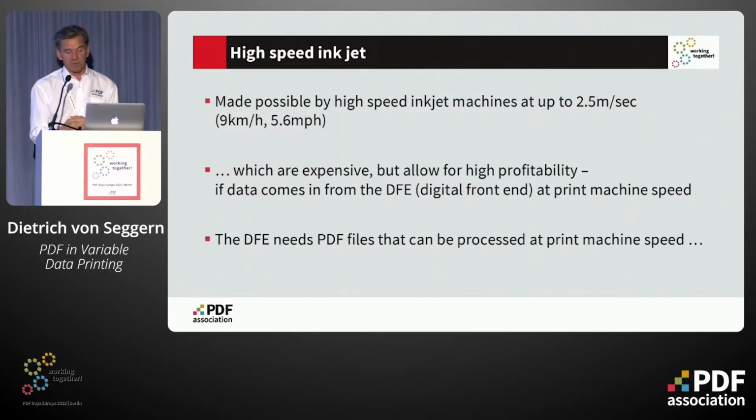These machines are quite expensive, but they provide high profitability if you're able to use the speed. If you're unable to use the speed, you have a problem, because then the expensive printing machine needs to wait for data. So really we have a data-driven process here, and it's important to get the data to the machine at printing machine speed. Yeah? And that means if your input data is coming in as a PDF file, you need to be able to process the PDF file at print machine speed.